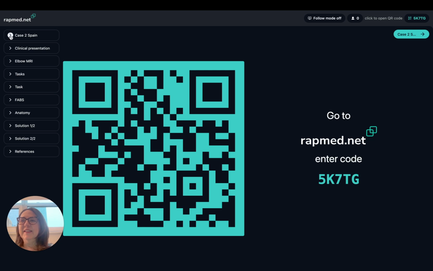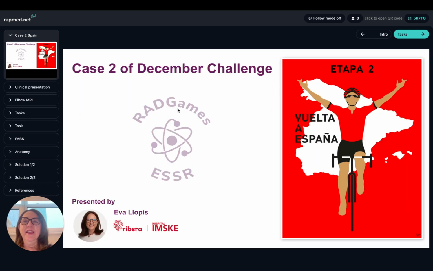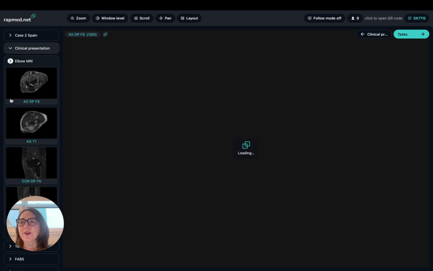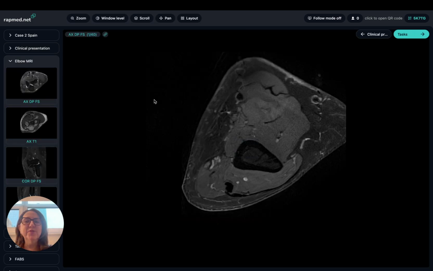So the case is our second case, and it's a 49-year-old gymnastic enthusiast with acute elbow pain during exercise with biceps curl. The orthopedic evaluation showed flexion deficit, painful active and passive supination, hook test negative, and passive range of motion was maintained. I'm going to first show you the MR and the different planes that we usually use.